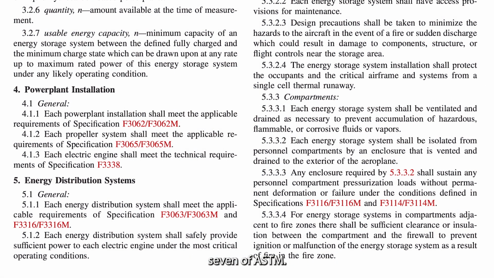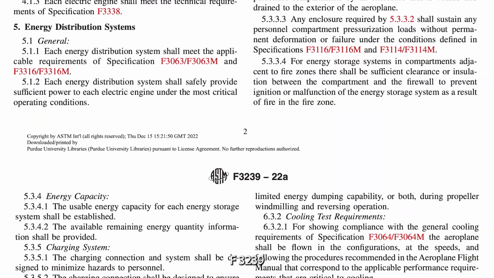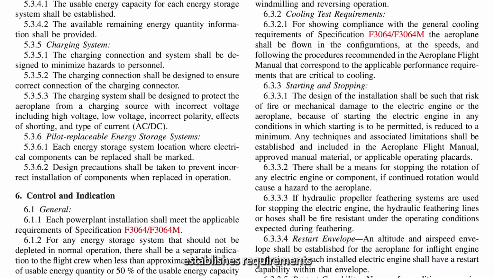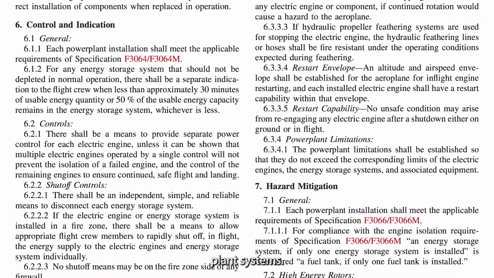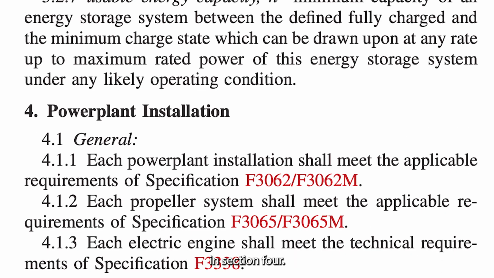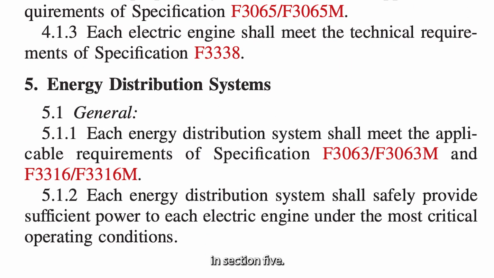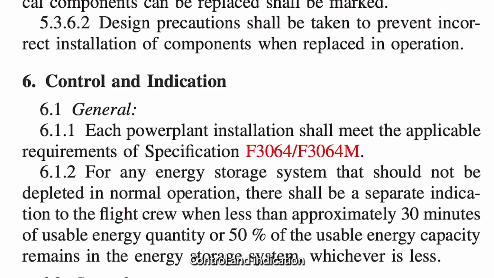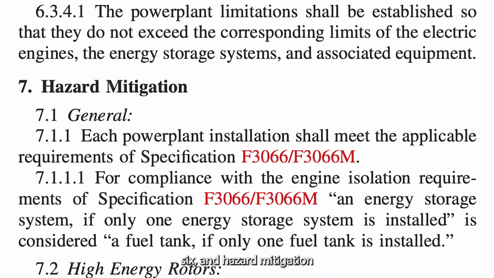Sections 4 through 7 of ASTM F3239 establishes requirements for different power plant systems. This standard includes power plant installation in Section 4, energy distribution systems in Section 5, control and indication requirements in Section 6, and hazard mitigation in Section 7.